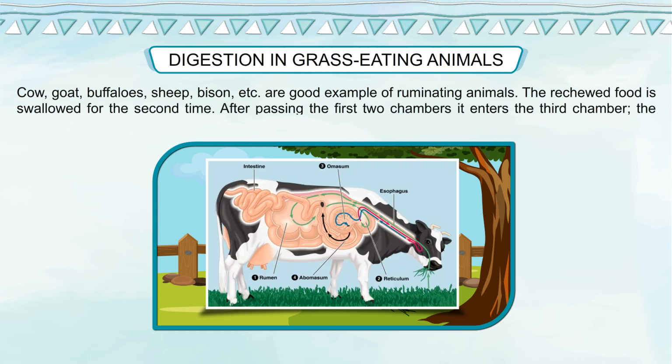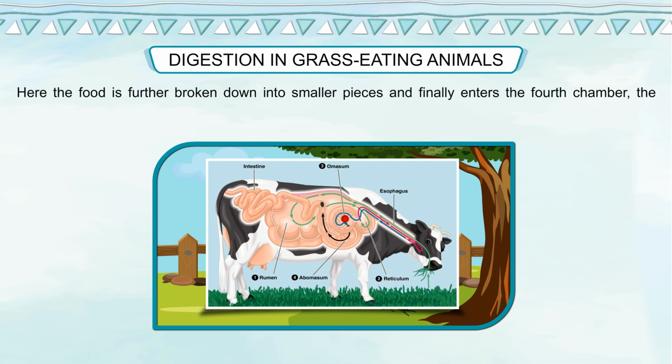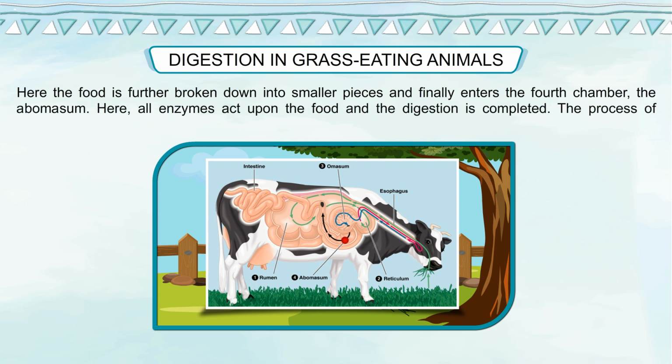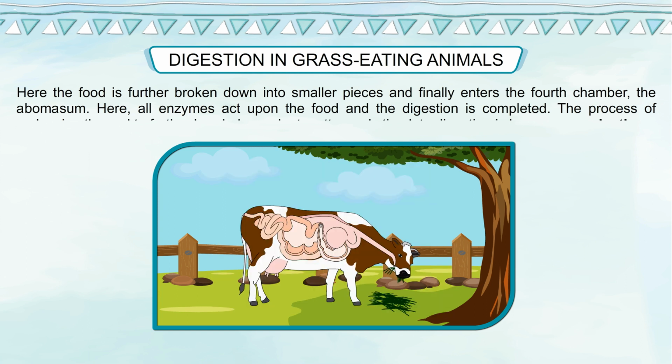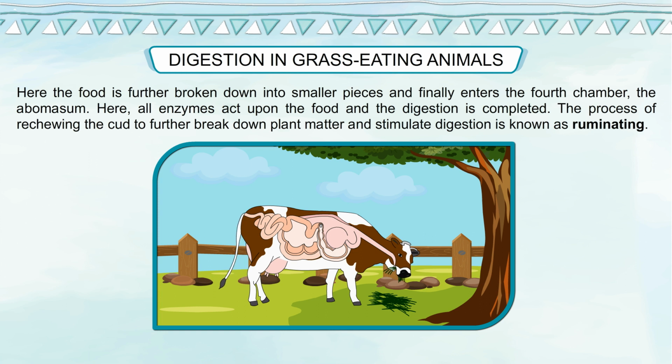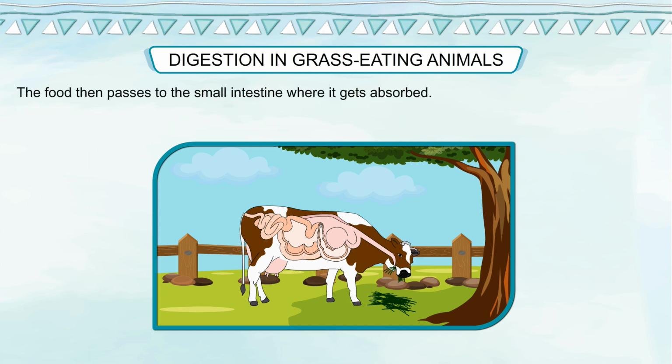The re-chewed food is swallowed for the second time. After passing the first 2 chambers, it enters a third chamber, the omasum. Here the food is further broken down into smaller pieces and finally enters the fourth chamber, the abomasum. Here all enzymes act upon the food and the digestion is completed. The process of re-chewing the cud to further break down plant matter and stimulate digestion is known as ruminating. The food then passes to the small intestine where it gets absorbed.